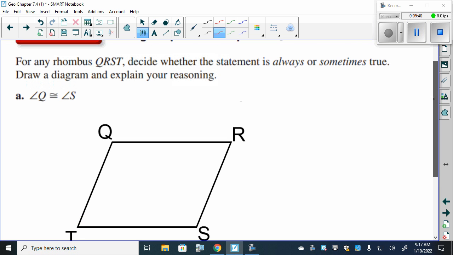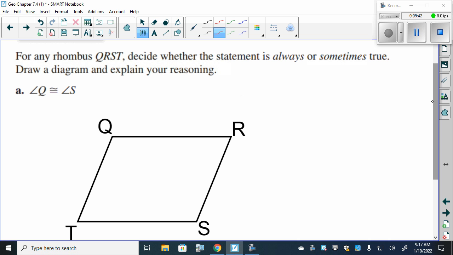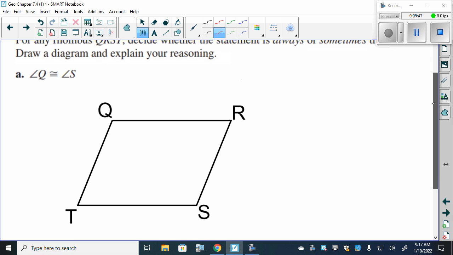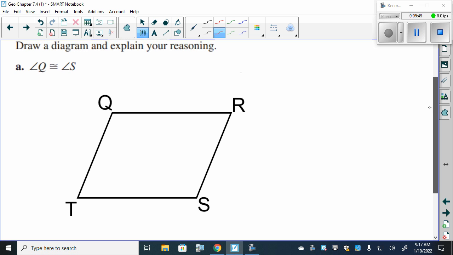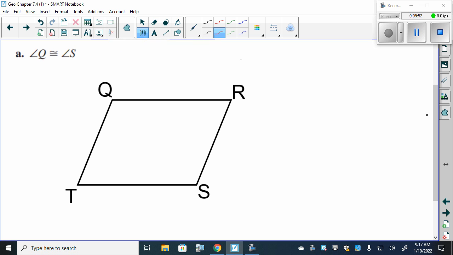So, for any rhombus, so we're saying this here is a rhombus, decide whether the statement is always or sometimes true. Draw a diagram and explain your reasoning. So if we're looking at this here, they already told us it is a rhombus, yes? And by definition, a rhombus has what? Well, yes, we would have two sets of parallel sides because a rhombus is a parallelogram. By definition, a parallelogram has two sets of parallel sides.